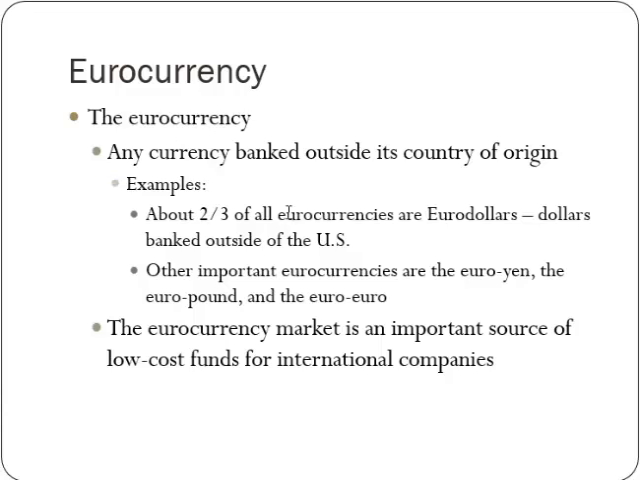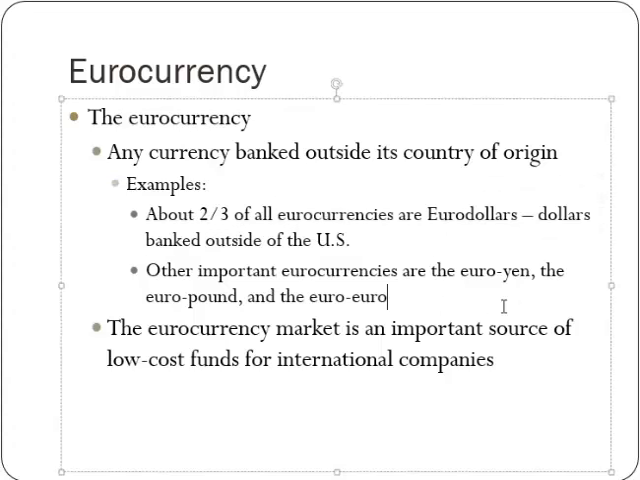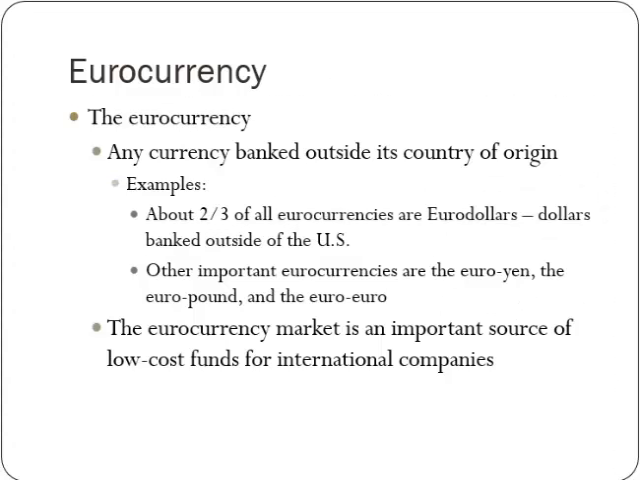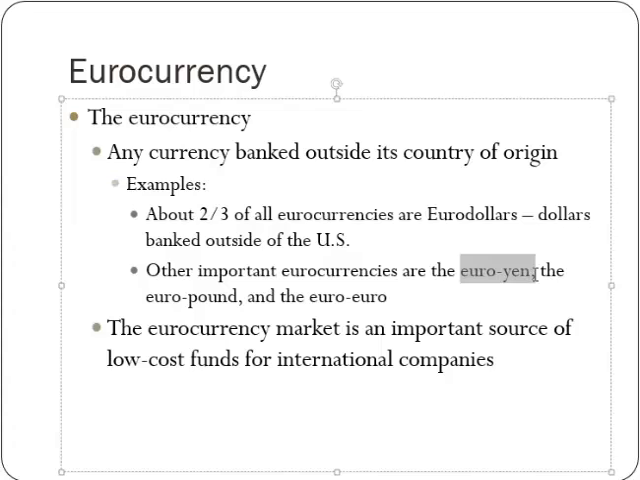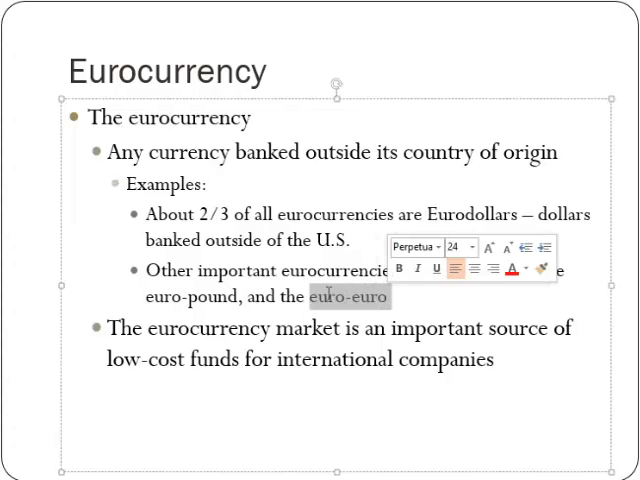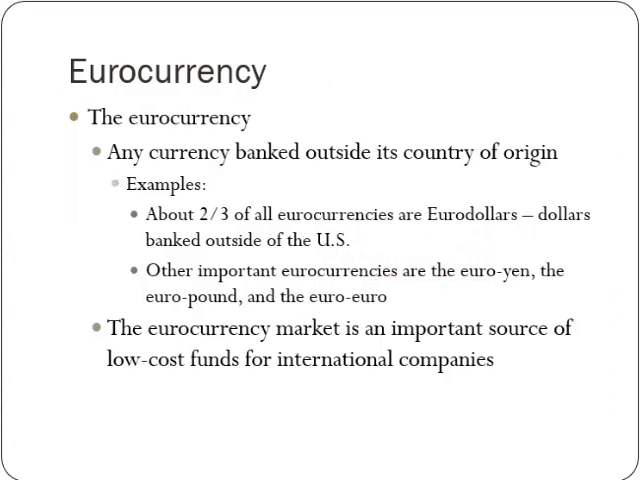Two-thirds of all euro currencies are US dollars. Many of them are in China. The U.S. government gives a lot of dollars and financial products like bonds, things like that, which are payable in dollars, to Chinese investors, and the Chinese investors put it into their own banks and financial institutions. The euro yen means yen that are banked outside Japan. The euro pound is pounds that are banked outside England, and the euro is euros that are banked outside of the European Union.